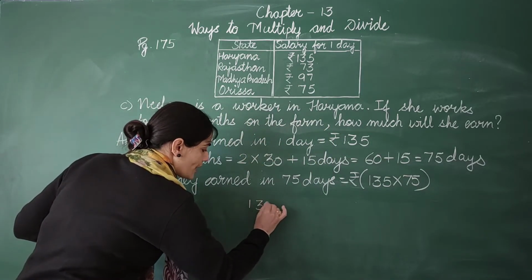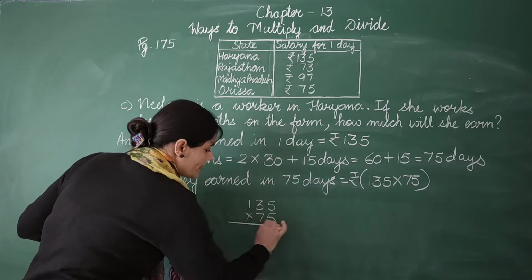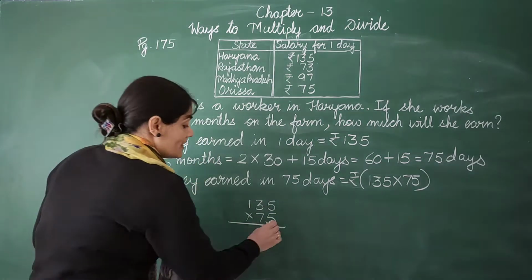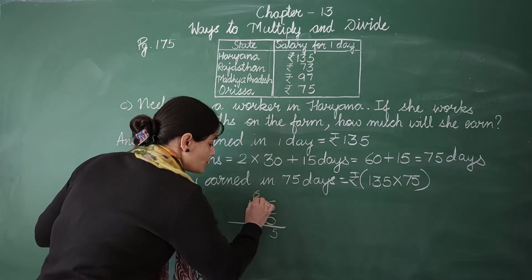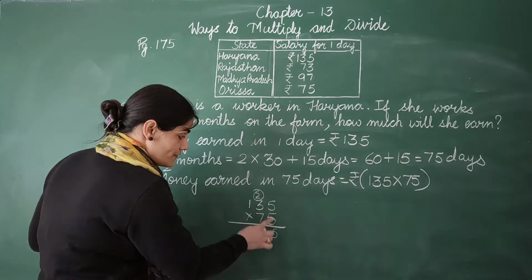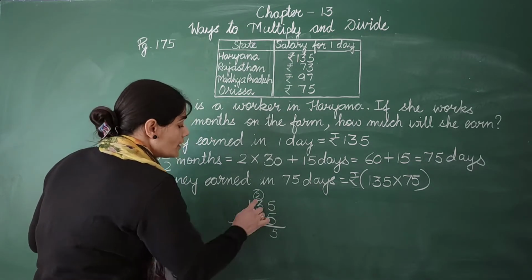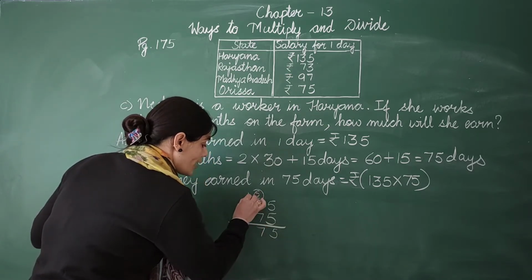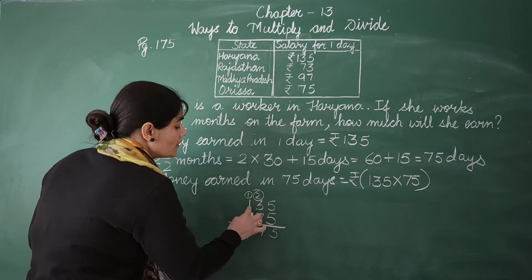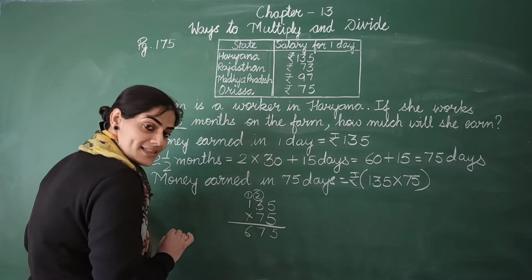I write here 135 and exactly below that I write 75 and I multiply. So 5 5s are 25 and 2 I carry. I write here 5 and I carry 2. 5 3s are 15. 15 plus 2 is 17. 7 I write and 1 I carry. 5 1s are 5 plus 1 makes it 6.